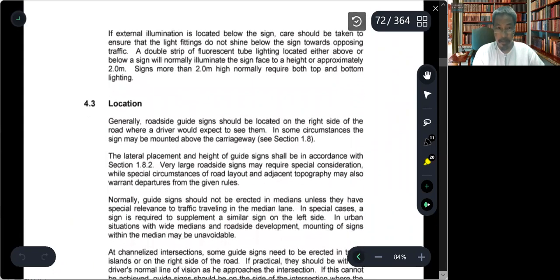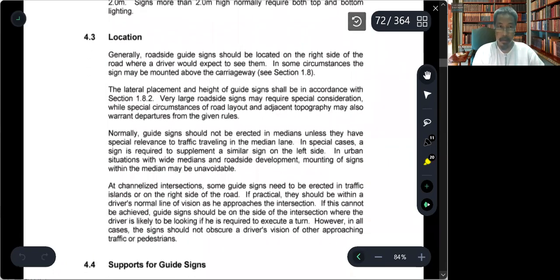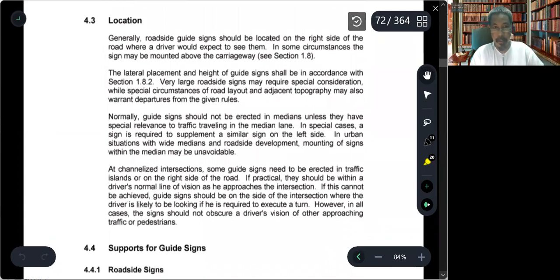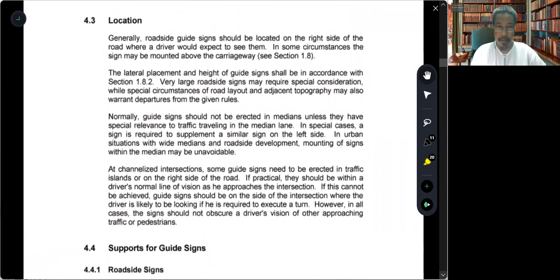And how should it be placed, or where should it be located? Generally, roadside guide signs should be located on the right side of the road. Okay, so that is, of course, the standard in our country because our vehicle is left-hand drive. So with a left-hand drive vehicle, we are going to look at the right side of the road. Okay. In some circumstances, the sign may be mounted above the carriageway.